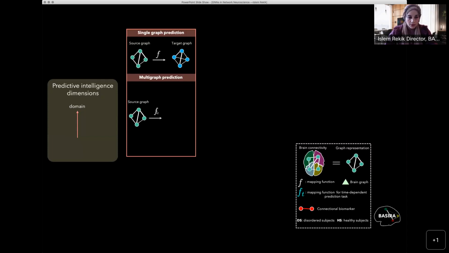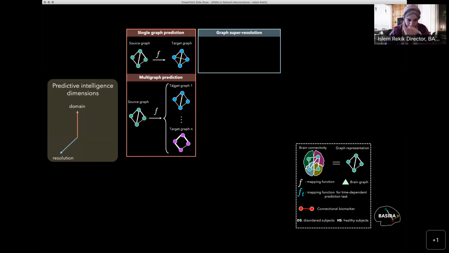For the multi-graph prediction, we aim to solve an even more challenging problem. You're going from a single source graph, like a morphological network, for example, and you're trying to predict a set of target graphs across different domains. You have n domains here with different types of edge connectivity. So this is what we call multi-graph prediction.